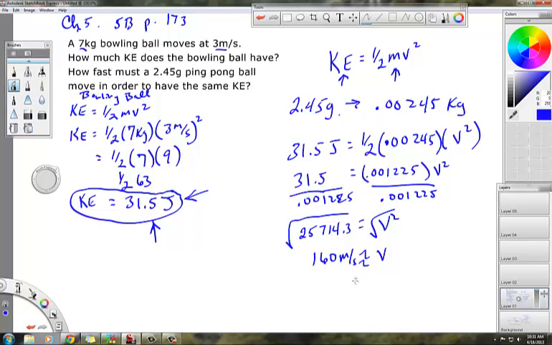Now, is that a realistic ping pong ball speed? No. This is somewhere between 250 and 400 miles per hour, but theoretically it could knock bowling pins over with that.